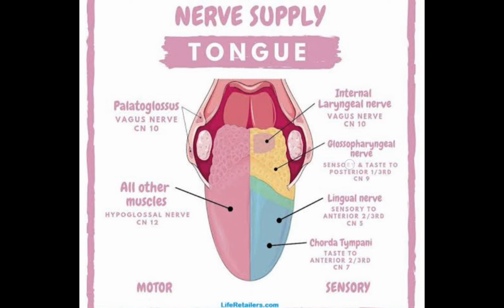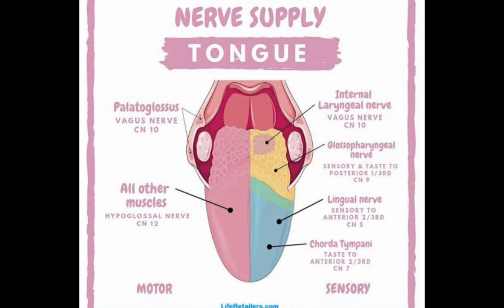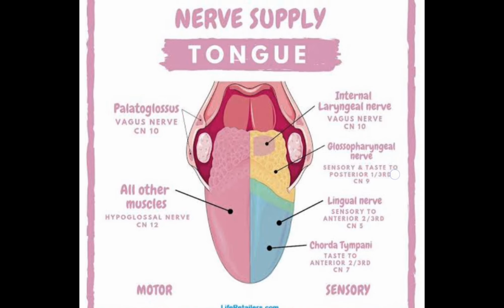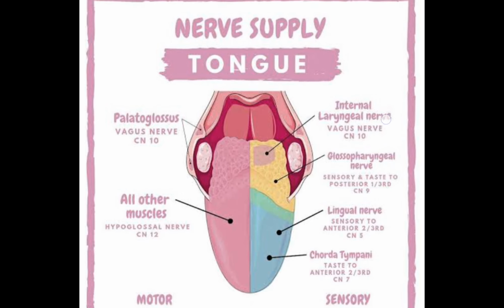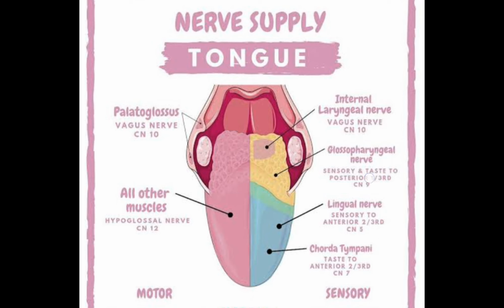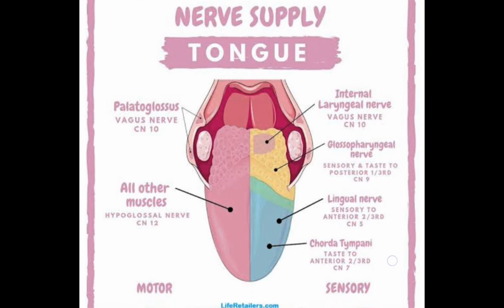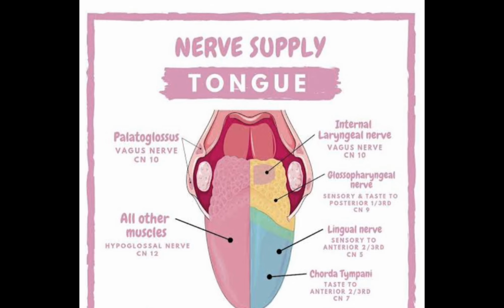Then the posterior one-third including the circumvallate papillae is supplied by the 9th nerve. Sensory and taste both are supplied by the 9th, that is the glossopharyngeal, and the posterior most part or the valleculae is supplied by the internal laryngeal nerve. The internal laryngeal nerve is a branch of the superior laryngeal, a further branch of the vagus nerve. So what are the nerves linked with the general supply? 5, 9, 10, and with the taste sensation 7, 9, 10, and with the motor supply 10 and 12.